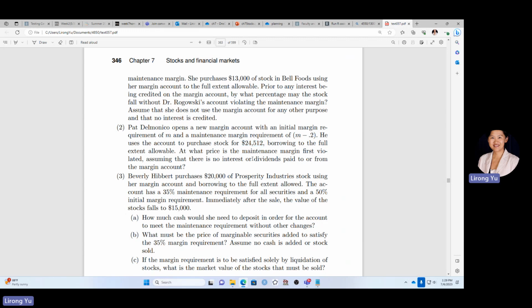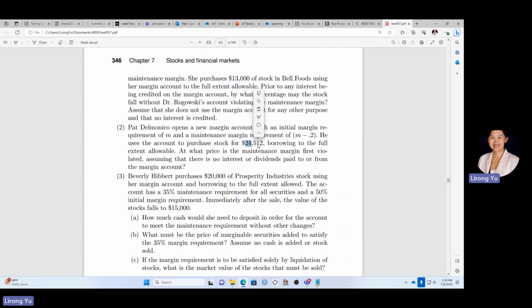24,512. Okay, so that means that suppose M is 0.5, the margin account balance will be 12,256. That will be the amount that he puts in the margin account, and the other 12,256 will be borrowed. And that's kind of the idea.